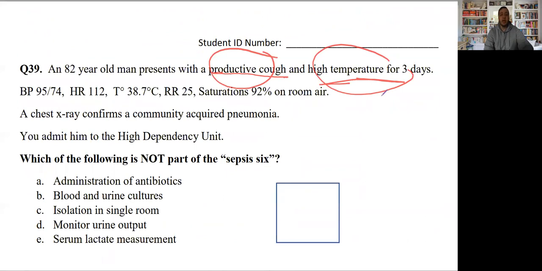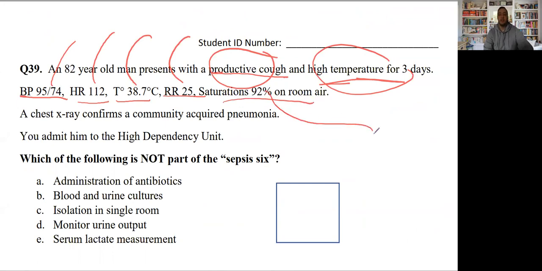and high temperature. Blood pressure 95 over 74, so hypotension, heart rate 112, so tachycardia, temperature 38.7, so we have low-grade temperature, respiratory rate 25, moderate tachypnea, saturation 92 in room air, so here we have hypoxemia. Chest X-ray confirmed community-acquired pneumonia. So we have CAP, community-acquired pneumonia. You admit him to the high dependency unit, to HDU.